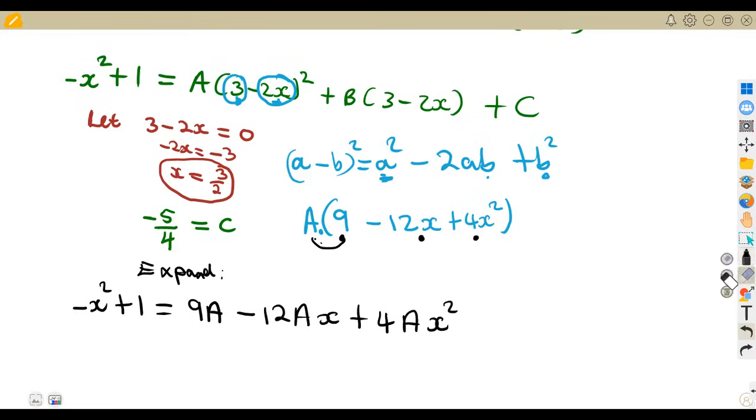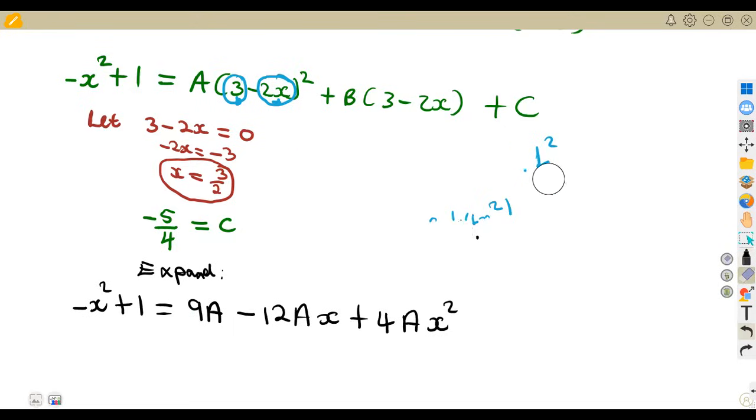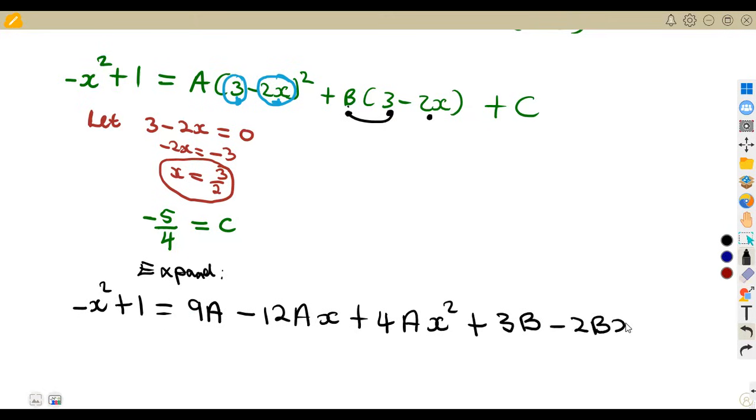We're done. So let us move on to the part of b. We're just going to expand b times 3, which is going to be 3b. B times negative 2x is going to be negative 2bx. C, there's nothing that we can do on C. It's already in simplest form. So that is what we have there.